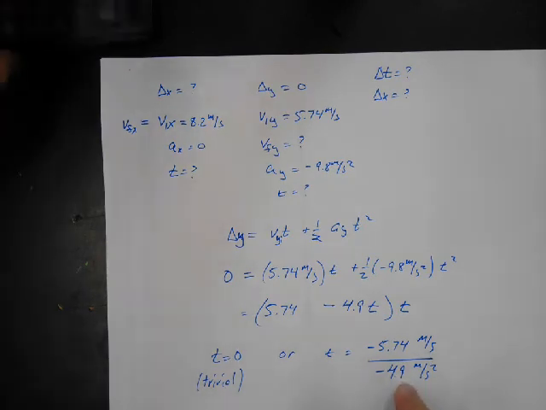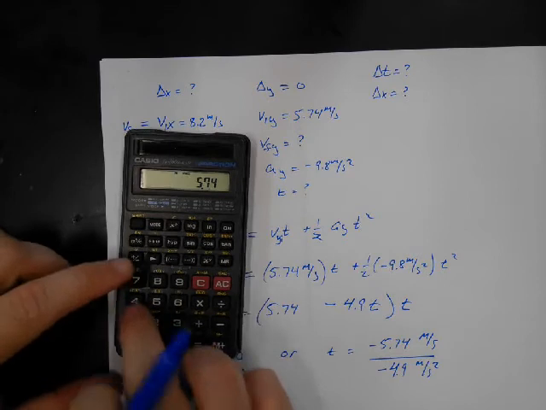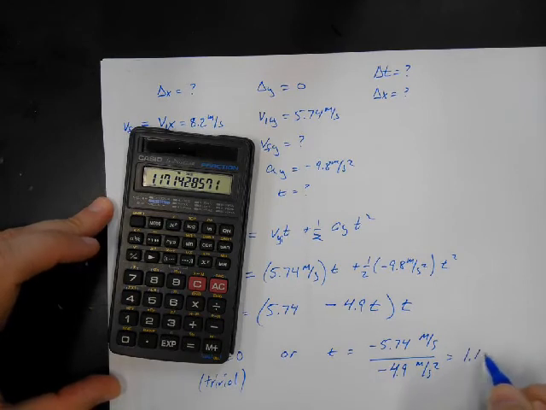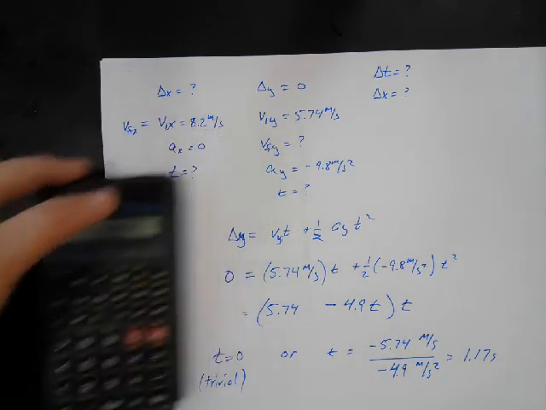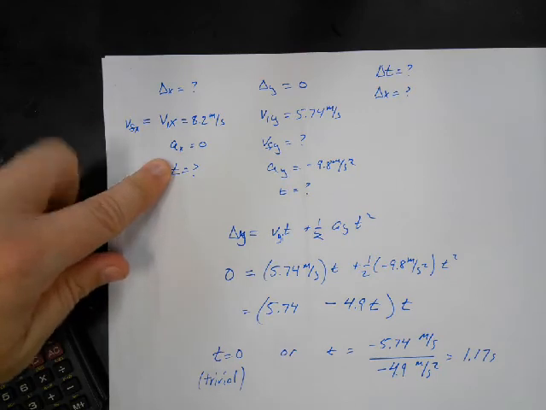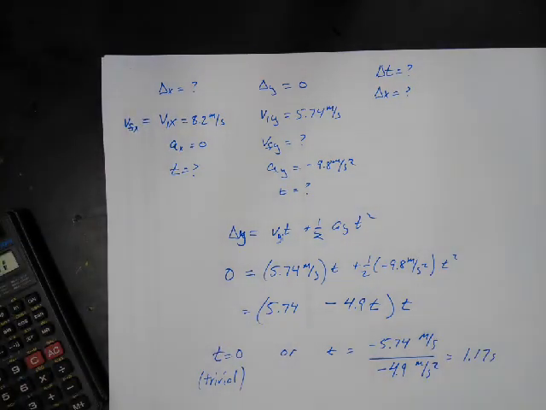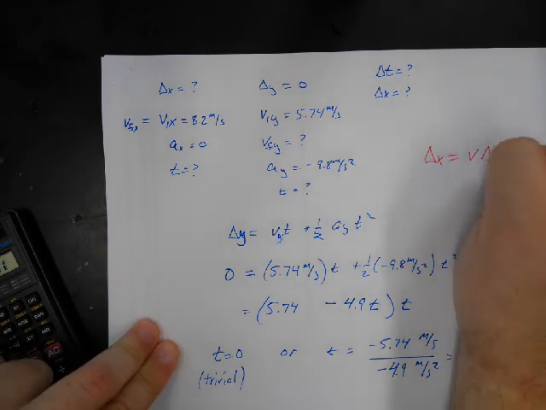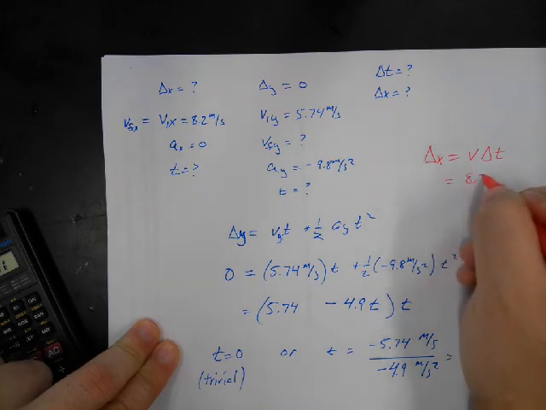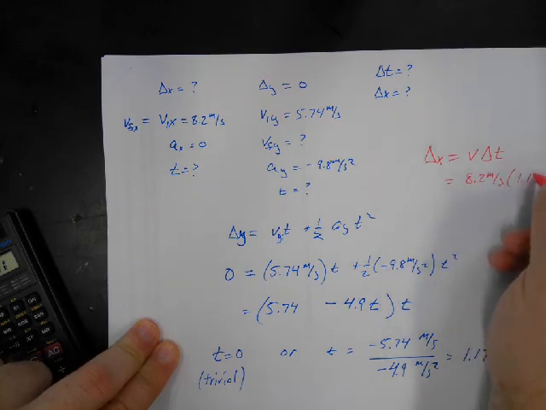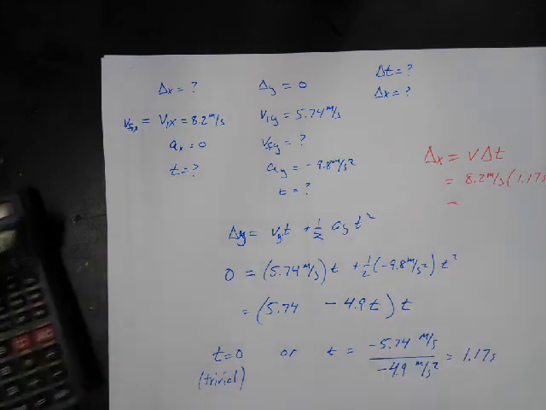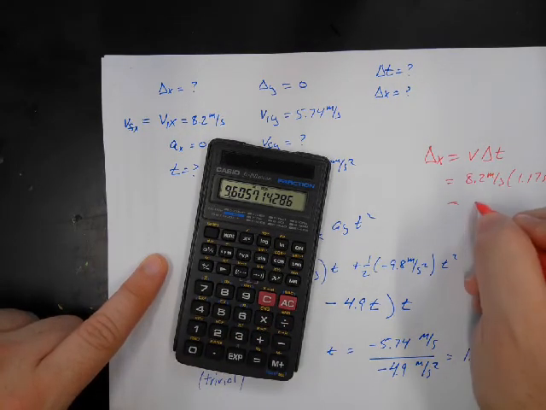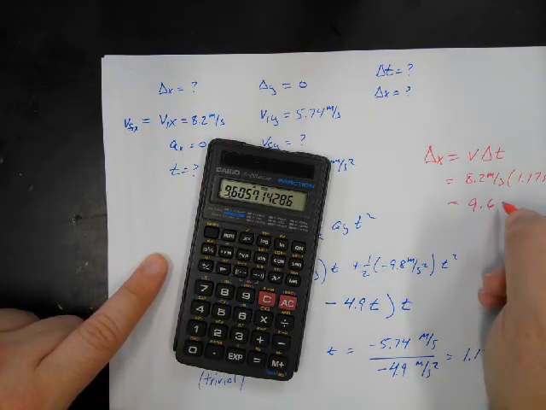This is the one that we actually care about. And when we calculate it, we get that this is 1.17 seconds. And now that lets us go back into this equation, find delta x. Right, so in red here, delta x is v delta t is 8.2 meters per second times 1.17 seconds is, take our number here, multiply by 8.2, 9.61 meters.